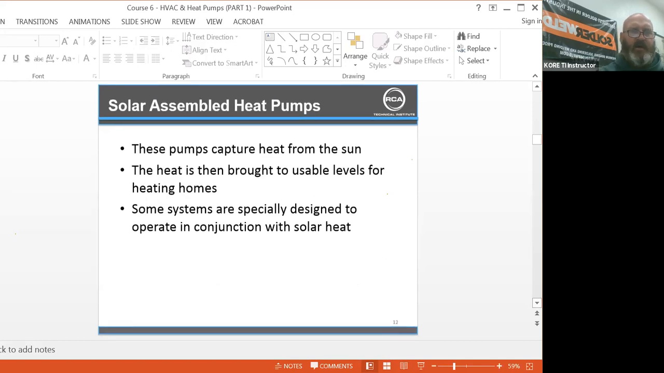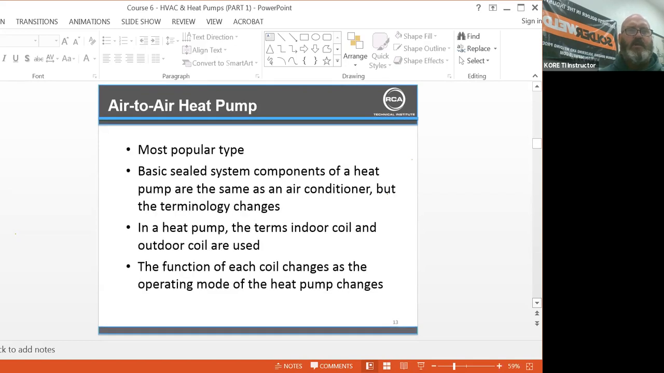Solar assisted heat pumps. These pumps capture heat from the sun. The heat is then brought to usable levels for heating homes. Some systems are specially designed to operate in conjunction with solar heat. Air-to-air heat pumps are the most popular.